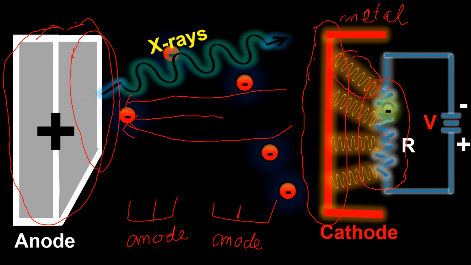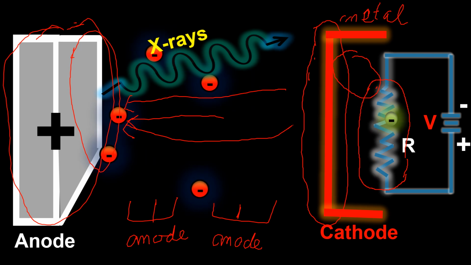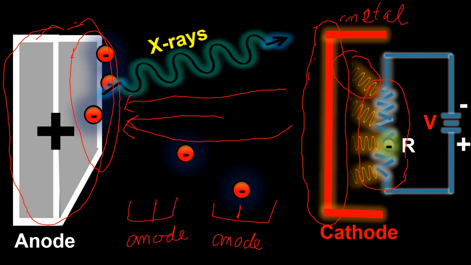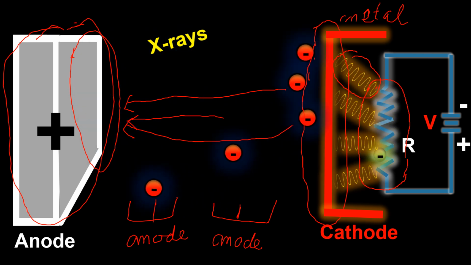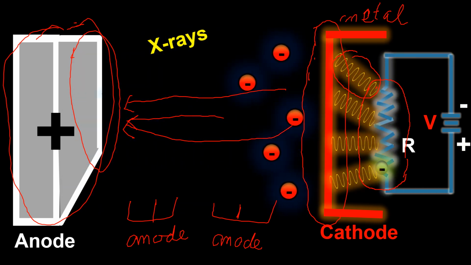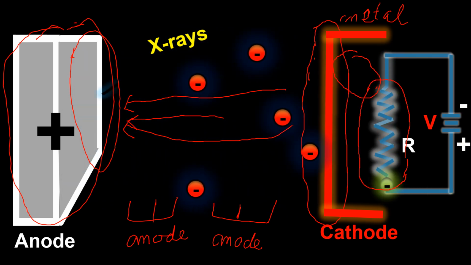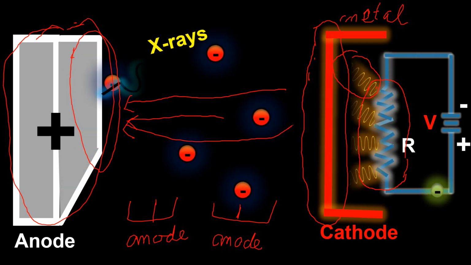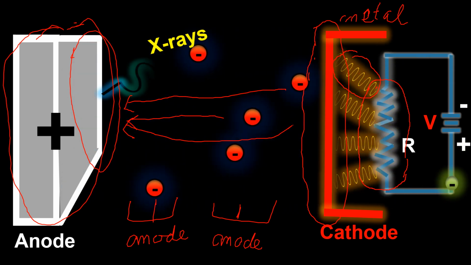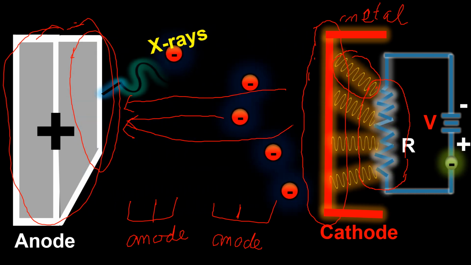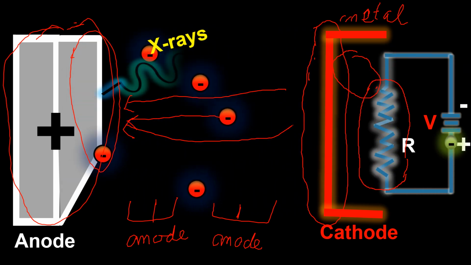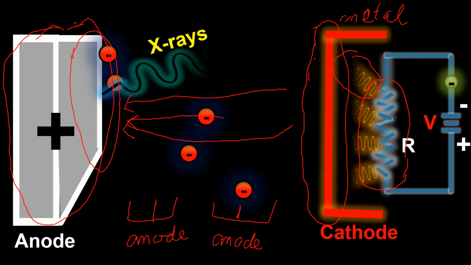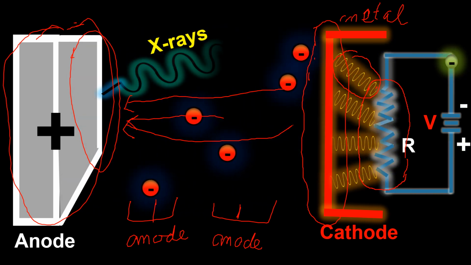When the electrons move faster, they will interact very quickly with the surface of the anode, and if the interaction of the electrons with the nucleus of the atoms of the anode material results in a decrease in the acceleration of the accelerated electrons from the cathode, then the deceleration of the electrons will result in the production of continuous X-rays.